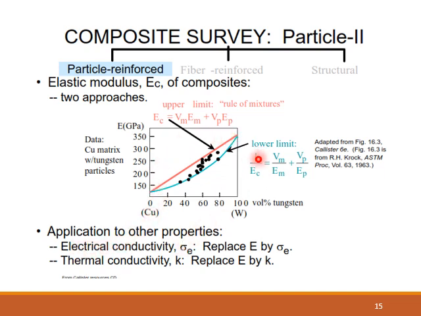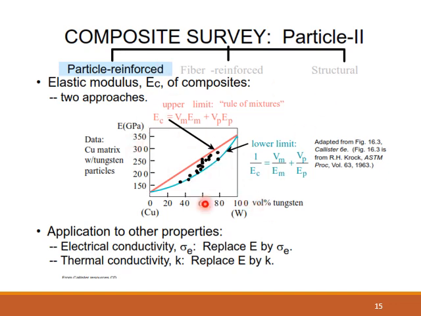This is also applicable to other properties, not only elastic modulus. If you want to measure other properties of a composite material, like electrical conductivity or thermal conductivity, you can do that. All you need to do is replace this elastic modulus by this property. If it is electrical conductivity that you want to measure, instead of EC it will be the electrical conductivity of the composite. Instead of EM, it will be the electrical conductivity of the matrix. Instead of EP, it will be the electrical conductivity of the particle. Same thing if it is thermal conductivity K. All you need to do is replace E by K, and then you still use the same equation.